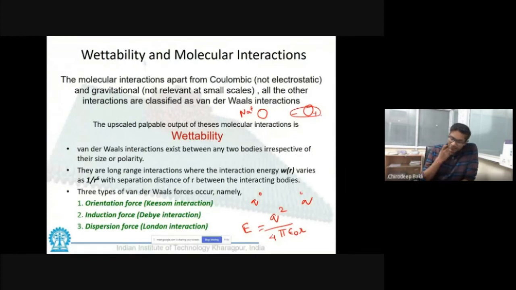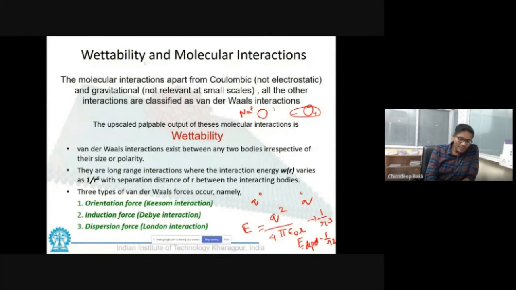As a result, I have something called the Keesom interaction. Without going into the entire discussion, we say that the dipole interaction energy varies as 1 by r squared. So when there is a fixed charge and a dipole, it would vary as 1 by r cubed. Debye interaction is when there is a dipole interacting with another induced dipole.